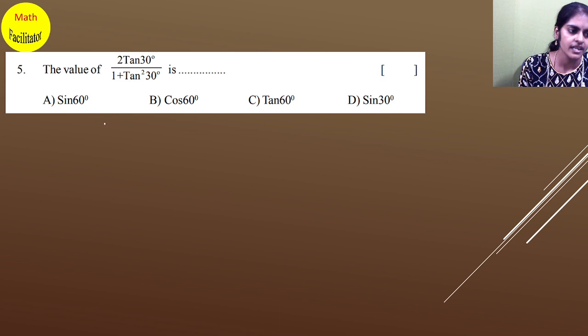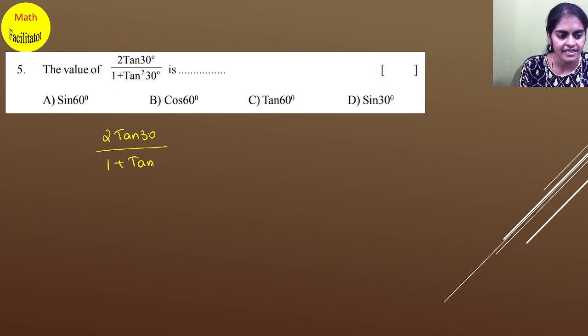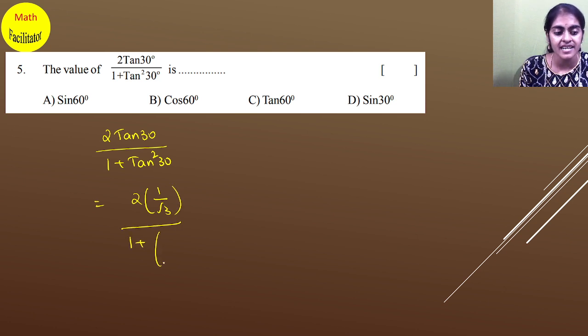Now next question. The value of 2 tan 30 degree divided by 1 plus tan square 30 degree. So 2 into tan 30, which is 1 by root 3, whole divided by 1 plus tan square 30, it is 1 by root 3 whole square.